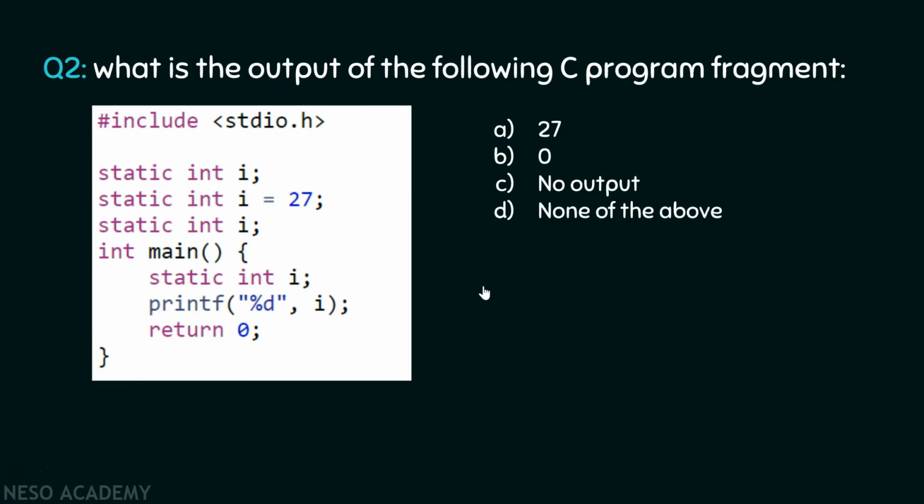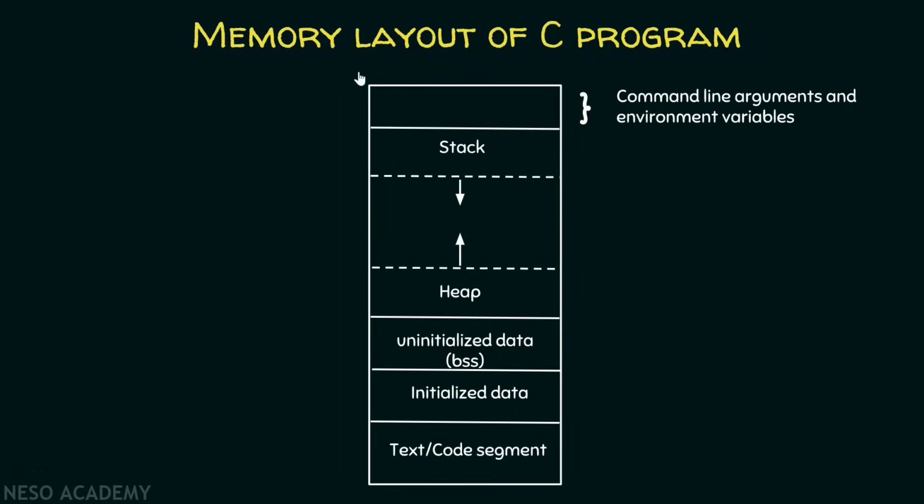In order to understand this question, you need to understand the memory layout of a C program. This is the memory layout of a C program. You might think that when the C program is compiled successfully, it will get stored into one memory section. But in reality, different parts of the program will get stored in different sections of the memory. Let's try to understand what all these sections mean.